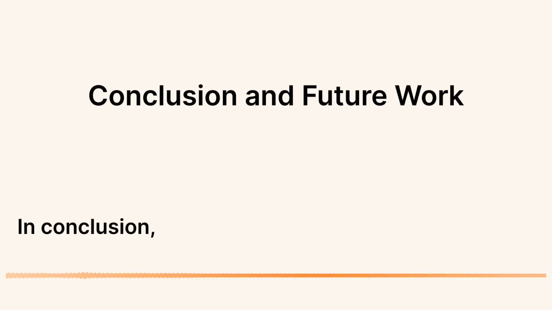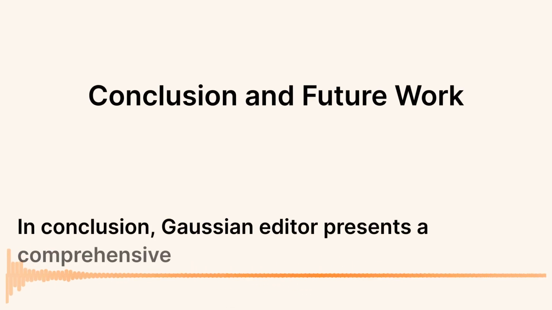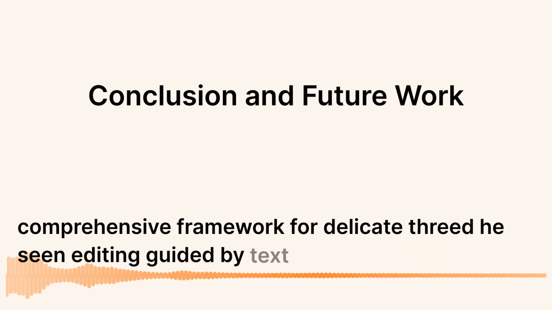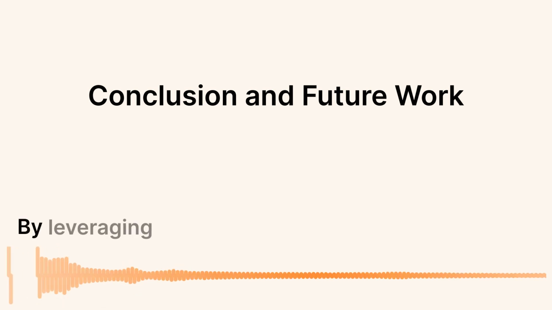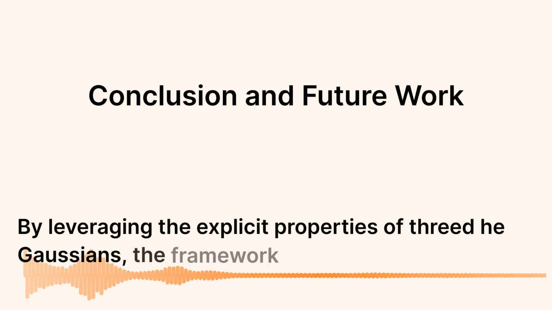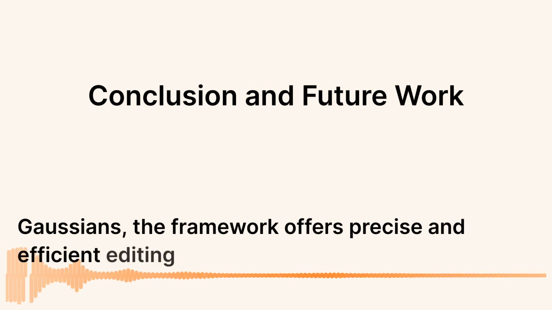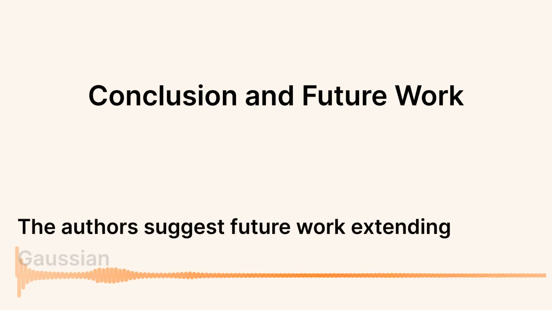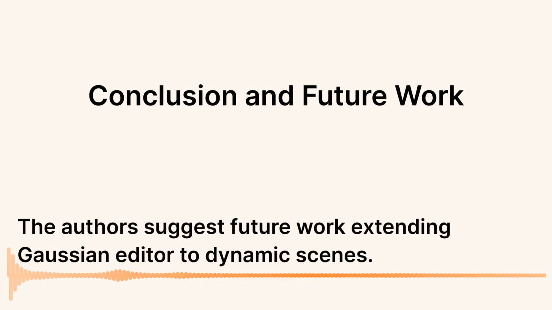In conclusion, GaussianEditor presents a comprehensive framework for delicate 3D scene editing guided by text instructions. By leveraging the explicit properties of 3D Gaussians, the framework offers precise and efficient editing capabilities. The authors suggest future work extending GaussianEditor to dynamic scenes.